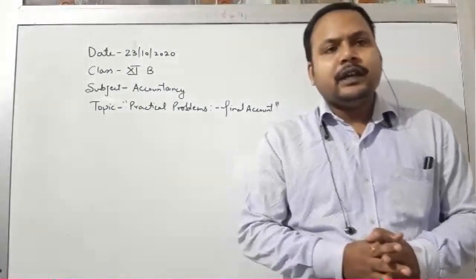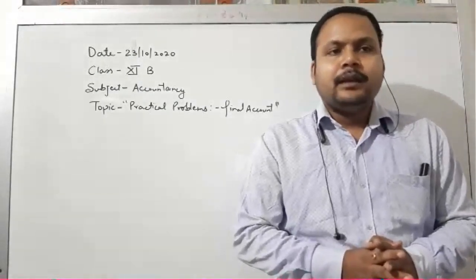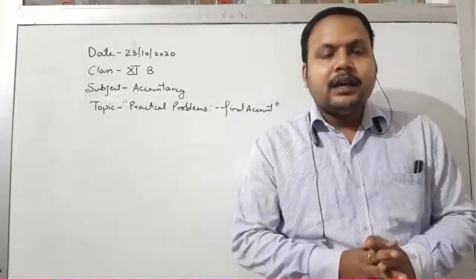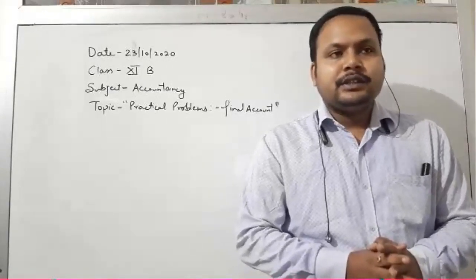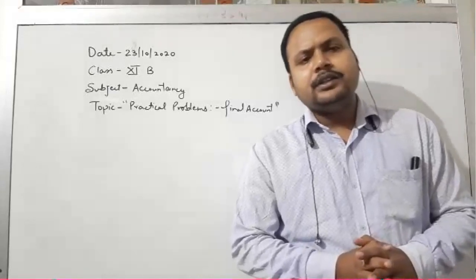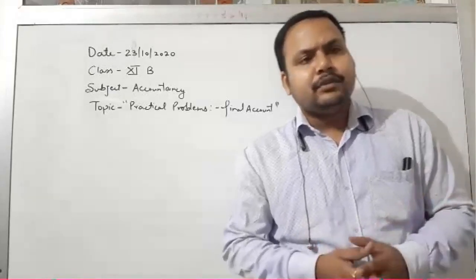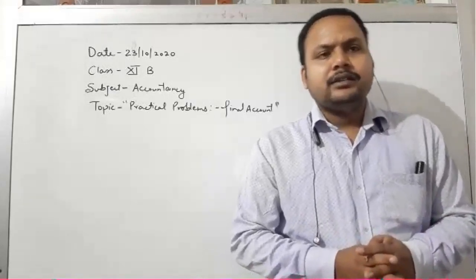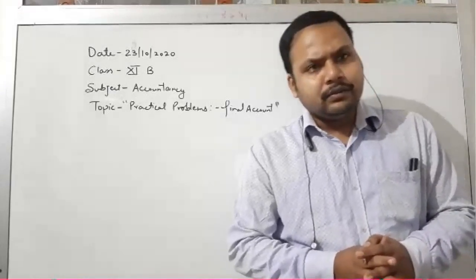Once again, we are coming to introduce a new topic of class 11th accountancy. As you know very well, in the last few videos, we already discussed a very important chapter, that is financial statement of sole proprietorship with adjustment. In this chapter, we discussed almost all the various types of adjustment. So in this video, we are talking about practical problems related to the final account.